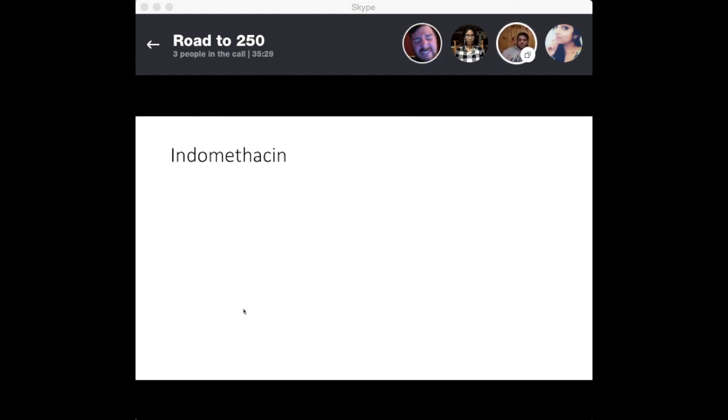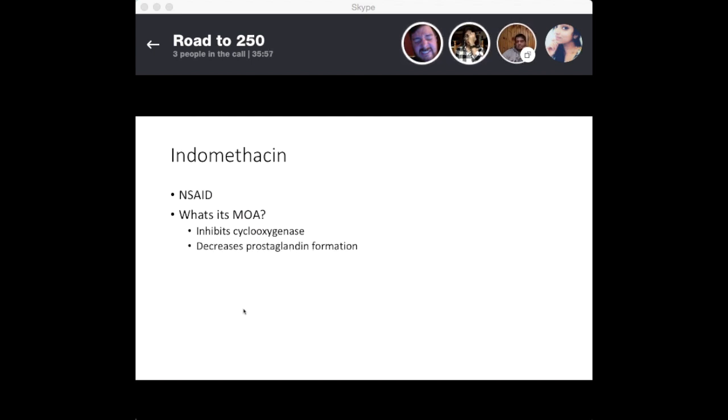And then the next drug that we're going to talk about is Indomethacin. Indomethacin obviously is an NSAID. So what is its mechanism of action? COX-1, COX-2 inhibitor. So it inhibits cyclooxygenase. And what does that do? It decreases your prostaglandin formation. So it can be used to close a PDA.